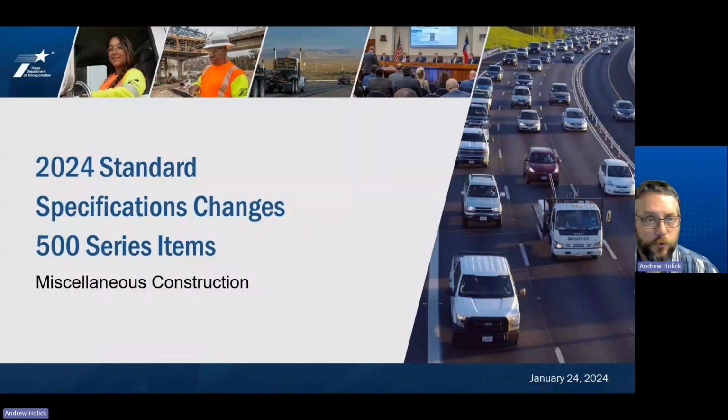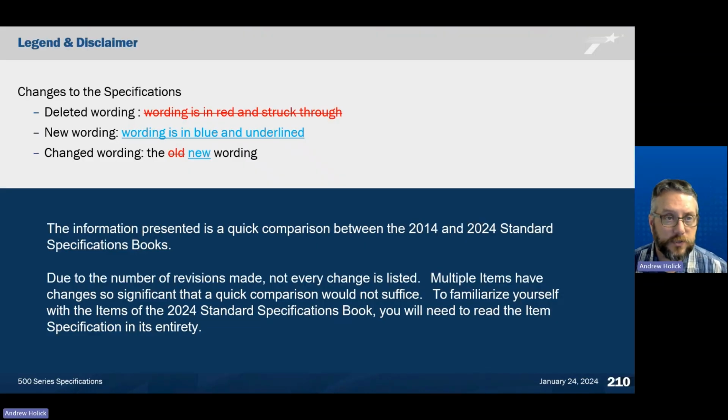Howdy. Today I'm going to review the 2024 standard specification changes for the 500 series items, miscellaneous construction. The legend used throughout this presentation is that deleted wording will be red and struck through, new wording will be blue and underlined, and changed wording will use a combination of old and new strike through and underline.